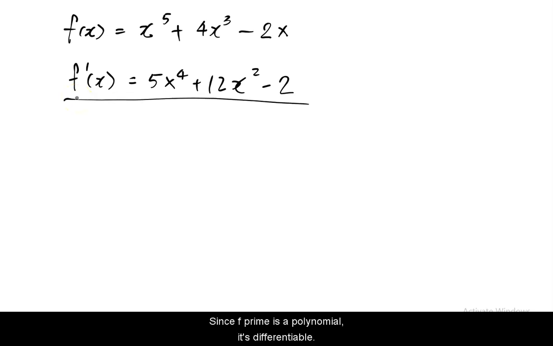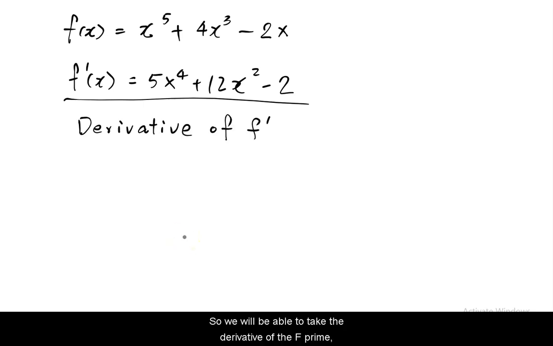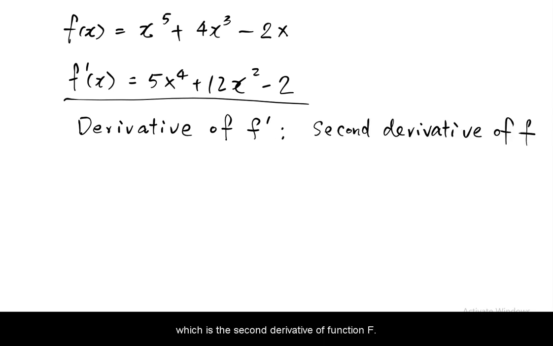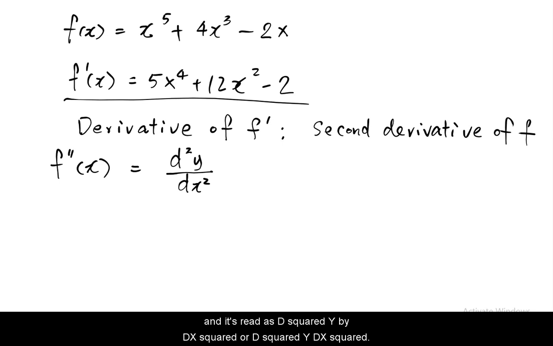Since f prime is a polynomial, it's differentiable, so we will be able to take the derivative of f prime, which is the second derivative of function f. And it's written like this. It means the second derivative of f. And the Leibniz notation is like this. And it's read as d squared y by dx squared, or d squared y dx squared. Of course, you can also call it the second derivative of y with respect to x.